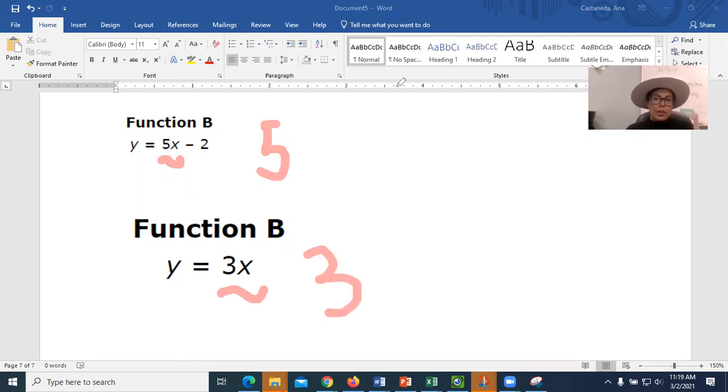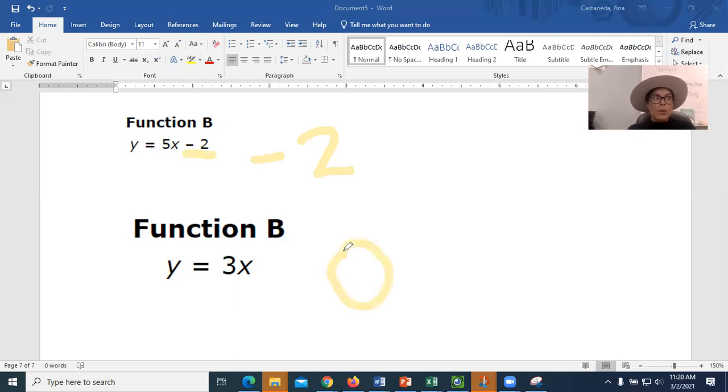Now, the y-intercept is the number that doesn't have any x's. It's the number that is in the equation without any x's or y. So for this one, I would underline the -2. That would be your y-intercept. What about on function b, this one at the bottom? What would be the y-intercept? There's no number there, so if it's nothing, that number, nothing, is a 0. That's how we represent nothing in math, with a 0.